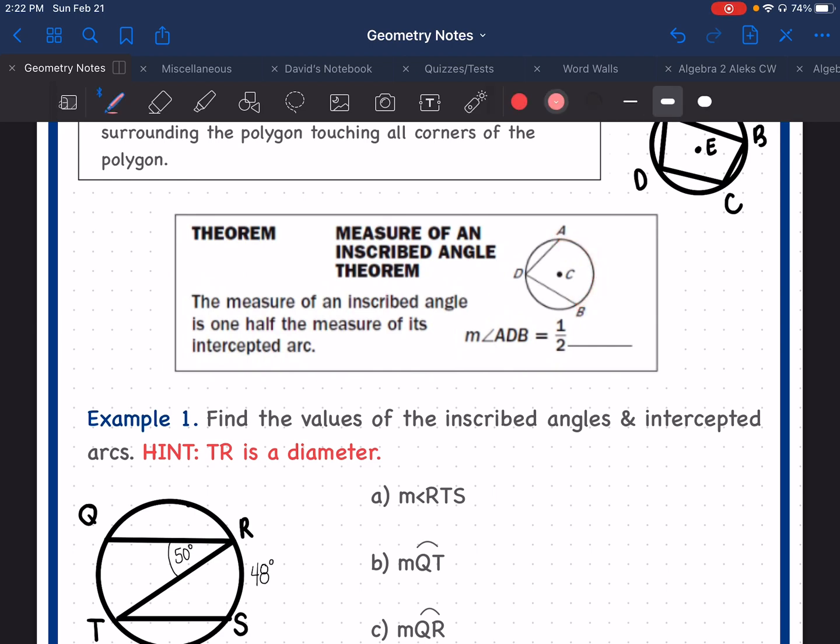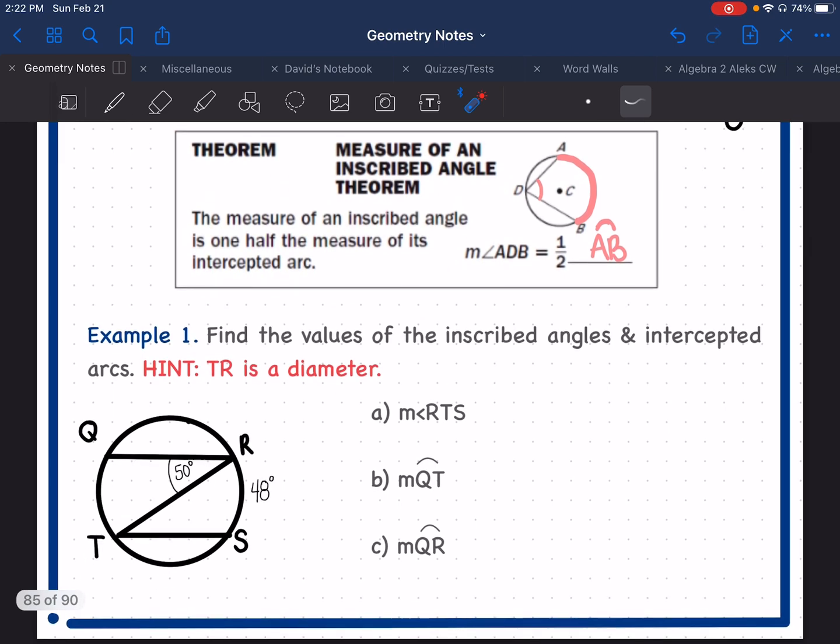So my intercepted arc for this one would be right here, and so it would be half of arc AB. That would be to find this inscribed angle. Likewise, I can think of the arc as 2 times the inscribed angle. So it just depends on which one you know. If I know that this is 10, then I know this arc is 20. If I know the arc is 20, then I know the angle is 10. Okay, that's basically what they're saying.